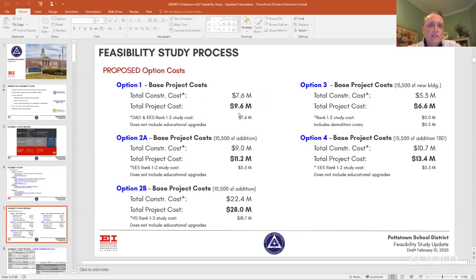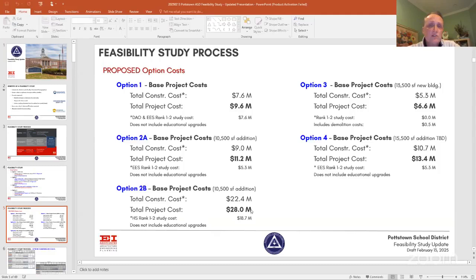Out of that, as you can see here, that $7.6 million is purely deficiencies. As you go on to 2A, it's suggested to put roughly a little bit over a 10,000 square foot addition on Edgewood. And out of that $9 million in construction cost, we're addressing $5.3 million in terms of deficiencies.